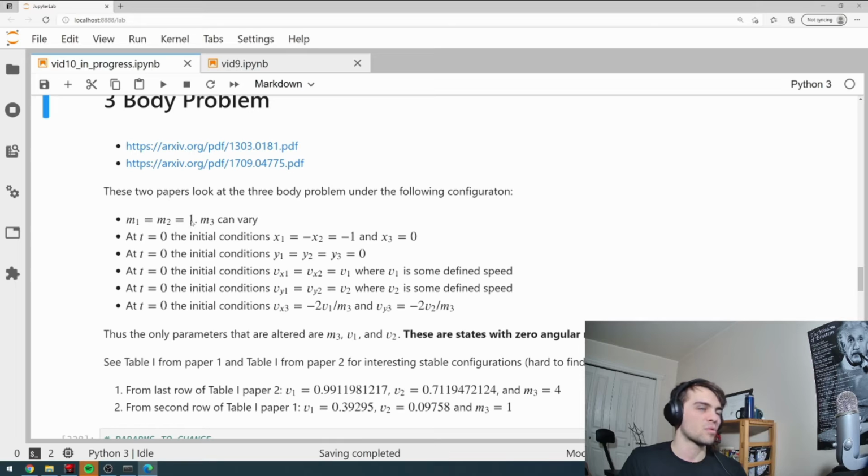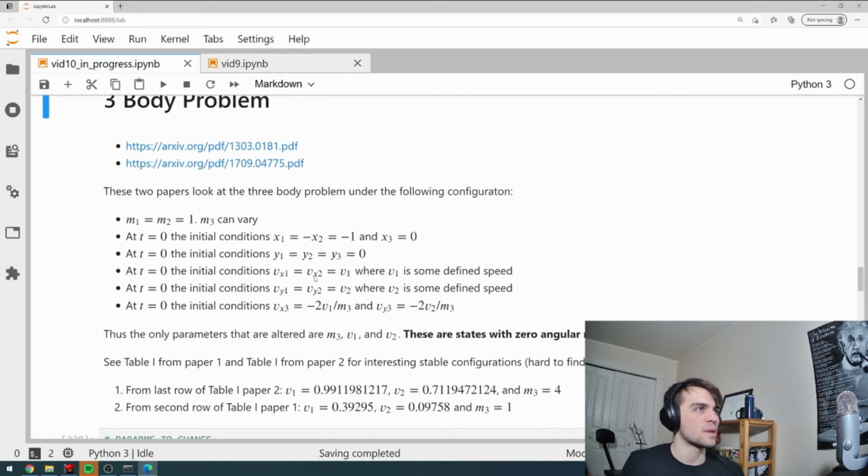M1 equals M2 equals 1. So the two masses are equal, and M3 can vary a little bit. At T equals 0, the initial conditions are that M3 is in the middle, and X1 and X2 are 1 and negative 1 apart. So they lie on a line. So it's a very specific condition. They all lie on Y equals 0. So it's just 1, 2, 3, like that, except 3 is in the middle, of course. So it's 1, 3, 2.